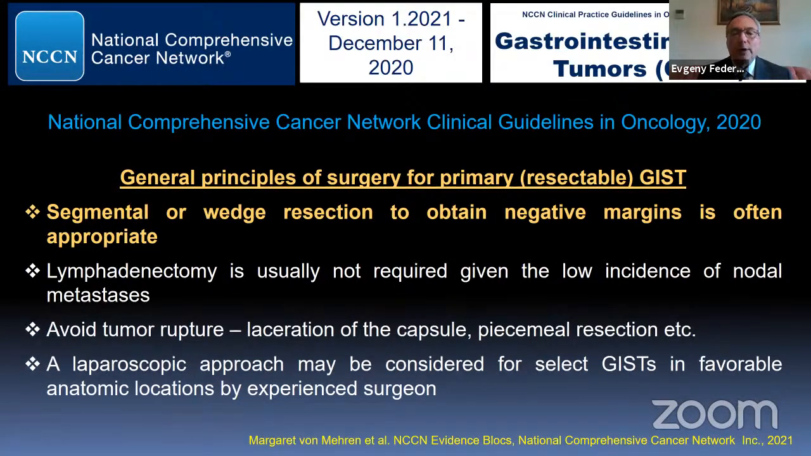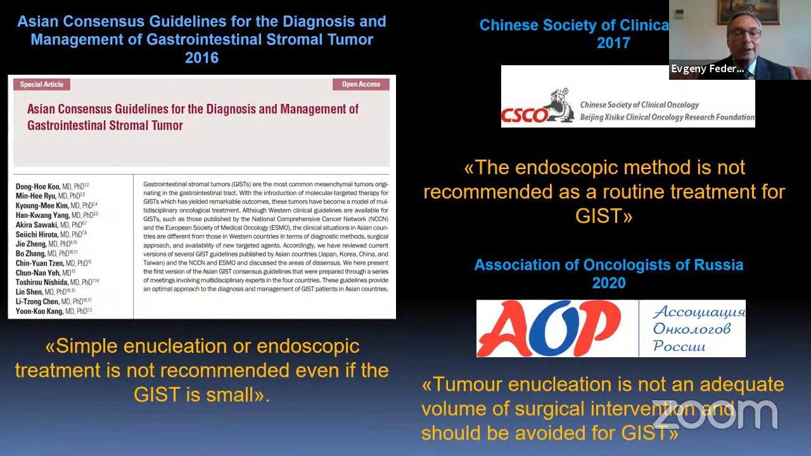The same for the National Comprehensive Cancer Network Clinical Guidelines in Oncology, the new, modern one, where the general principle of surgery for primary resectable GIST is that segmental or wedge resection to obtain negative margins is often appropriate, and no word about endoscopic surgery or endoscopic removal of primary resectable GIST. And going to Asia, looking at the Asian consensus guideline, or the Chinese Society of Clinical Oncology guidelines, or the Russian Oncological Association, you will find the statement that simple enucleation or endoscopic treatment is not recommended even if the GIST is small, and tumor enucleation is not an adequate volume of surgical intervention and should be avoided for GIST.